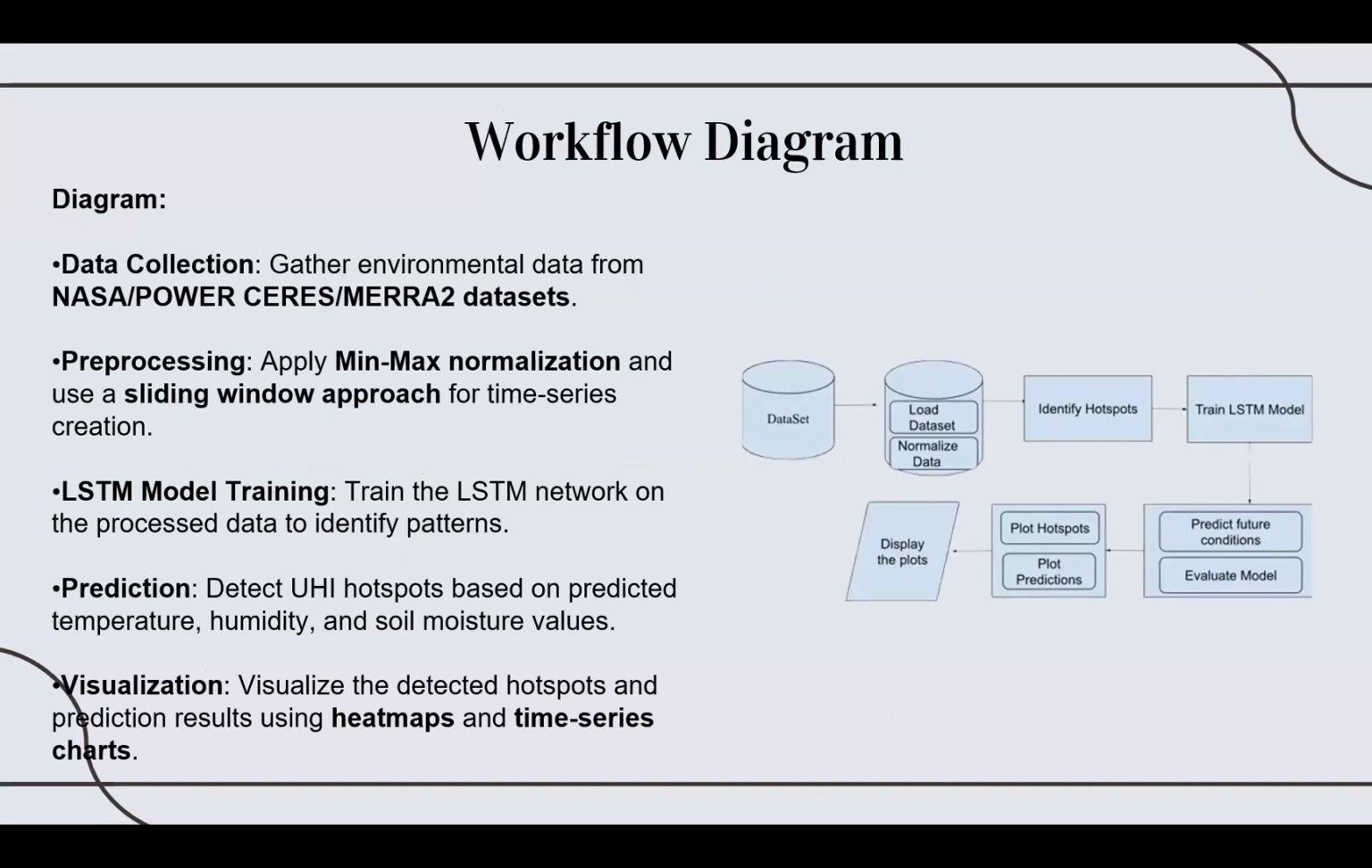and then we did the pre-processing by loading the data set and normalizing the data. We also used the sliding window approach. Then, for the LSTM model training, we mainly focused on the RNN network, and then we predicted the UHI hotspots only in the Vijayawada region for now, using the important parameters of temperature, humidity, and soil moisture values. And then we visualize this in the form of heat maps and time series charts.